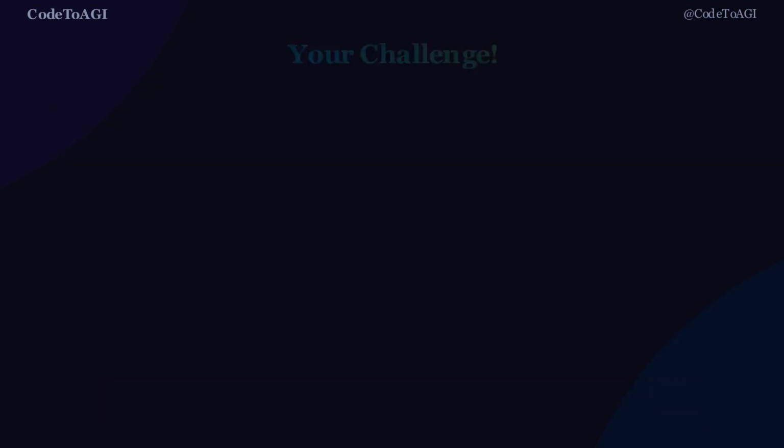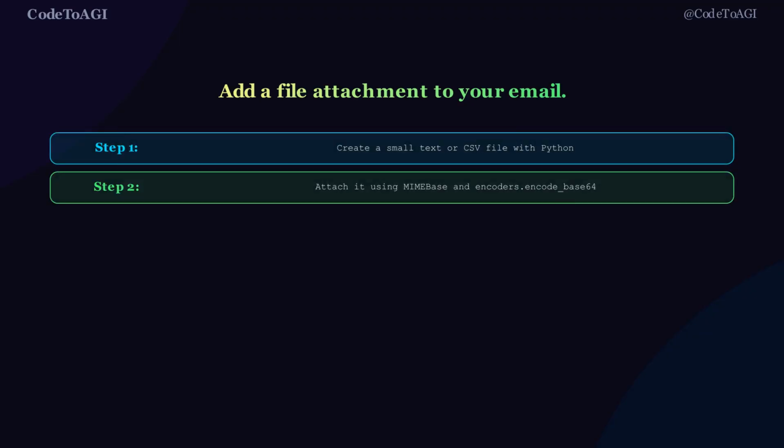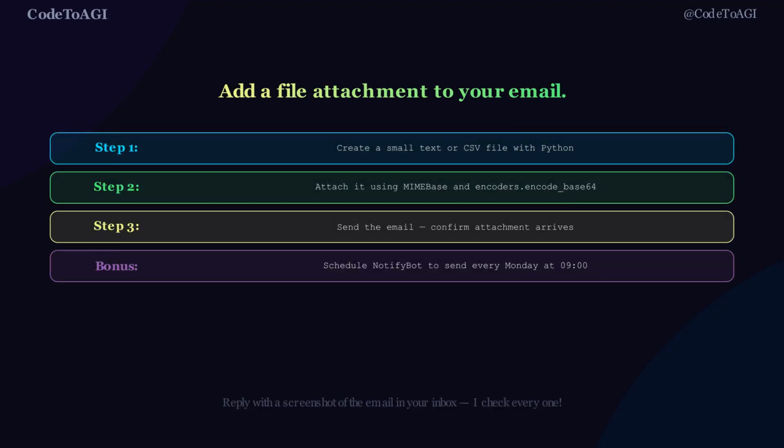Your challenge. Extend NotifyBot to send an email with a file attachment. Step 1. Create a simple text file with some data. Step 2. Attach it to your email using MIMEBase and encoders. Step 3. Send it and confirm the attachment arrives in your inbox. Bonus, schedule NotifyBot to run every Monday morning at 9.